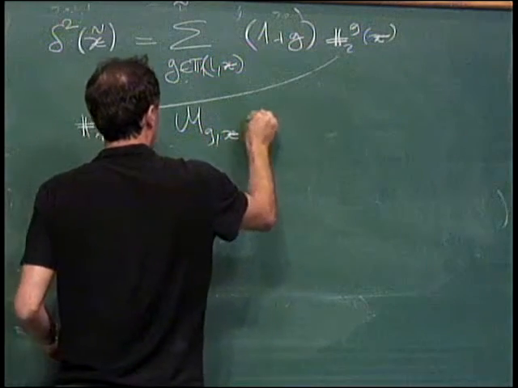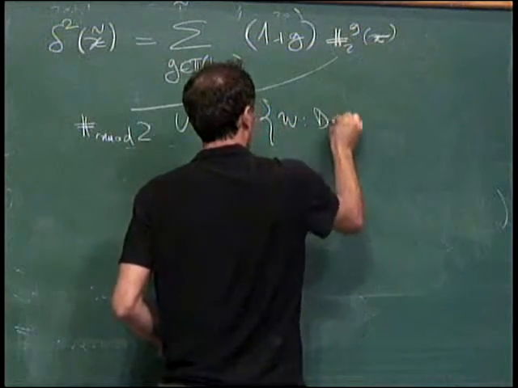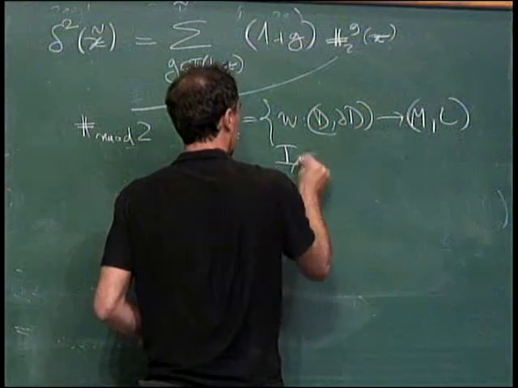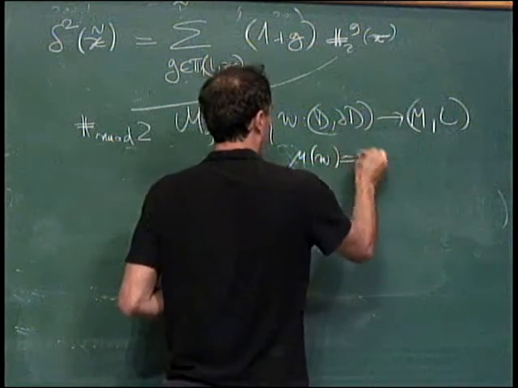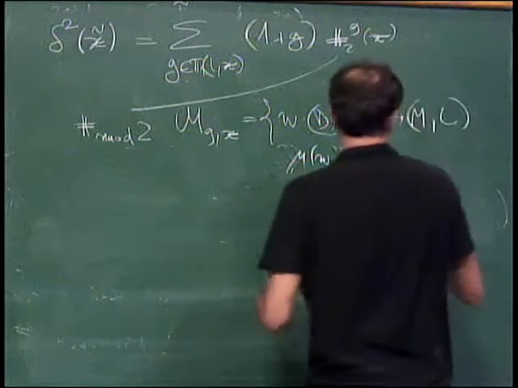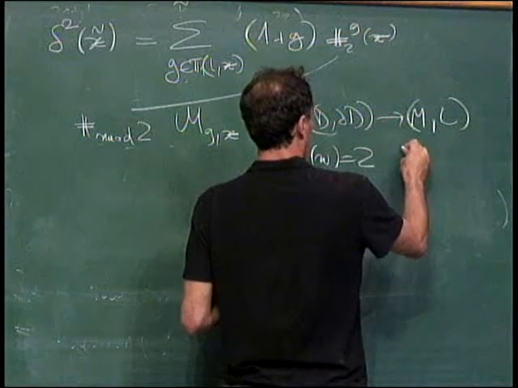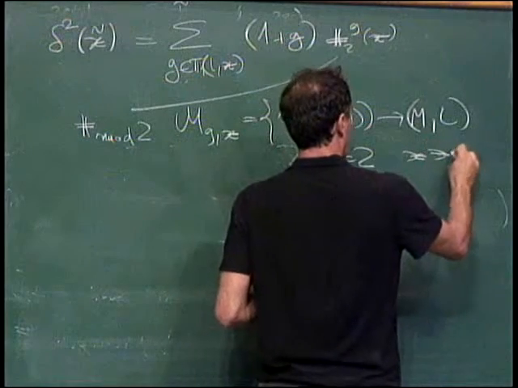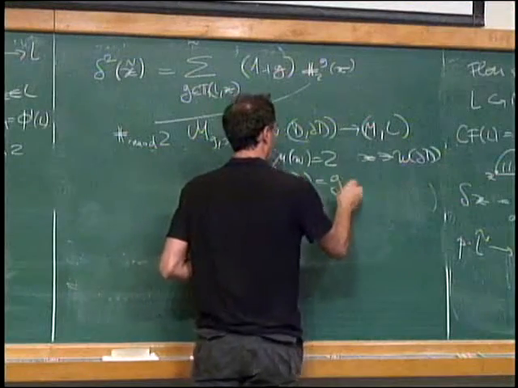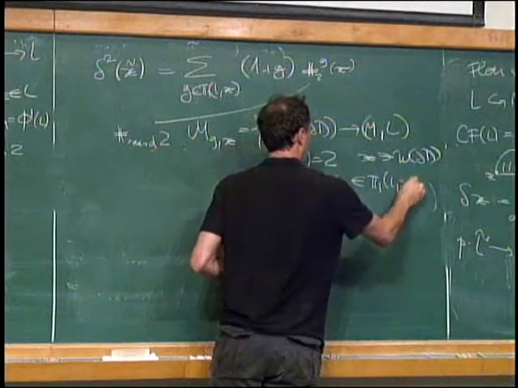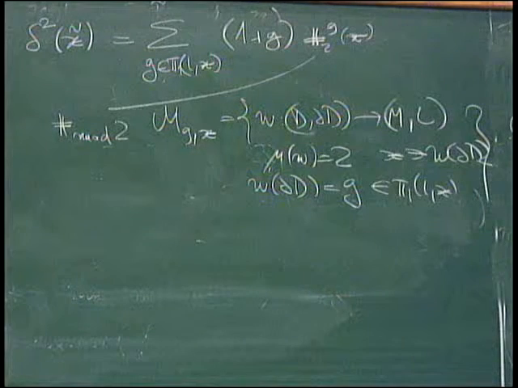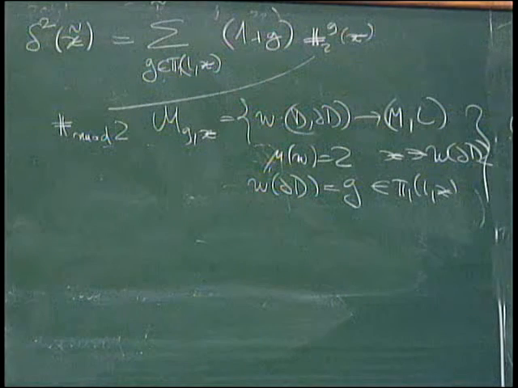I call this MJX, which are disks sitting on L of Maslov 2 and passing through X and defining the homotopy class G. Okay. So this is the formula.